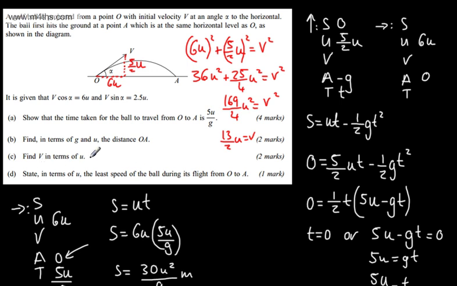It now says, state in terms of u the least speed of the ball during its flight from O to A. We've already seen in the last video that this is going to be at the point just here.